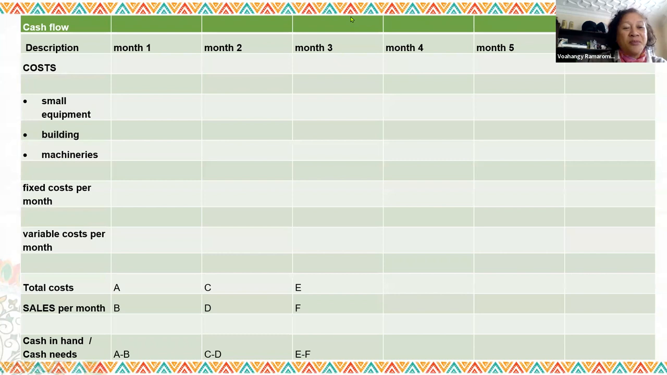Also, I would like to add that at the end, we need a line where we are going to calculate all the monthly cash flow, because this will help the total cost of cash flow, so that you can start your enterprise. So I'm thinking we need to add one more line where we are going to calculate everything that you have as cash in hand monthly. That is A minus B.